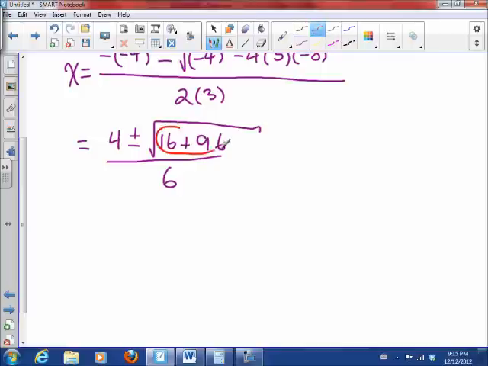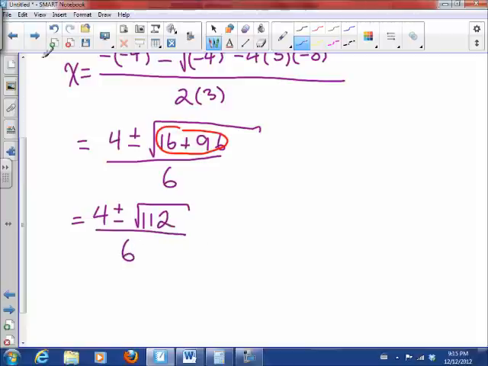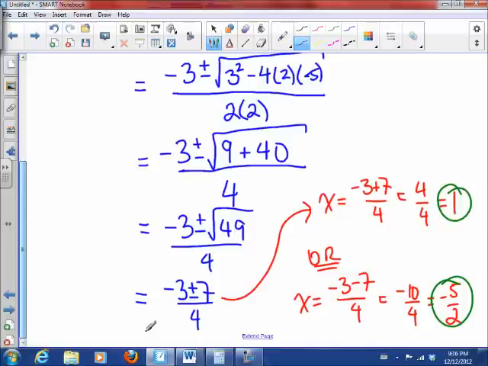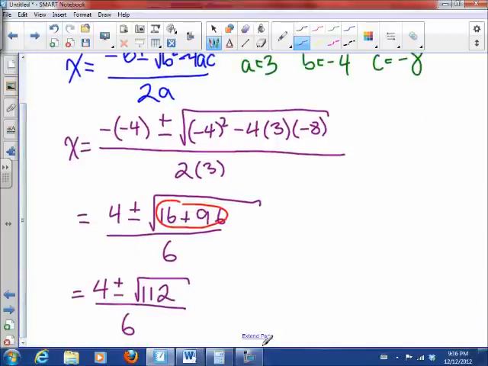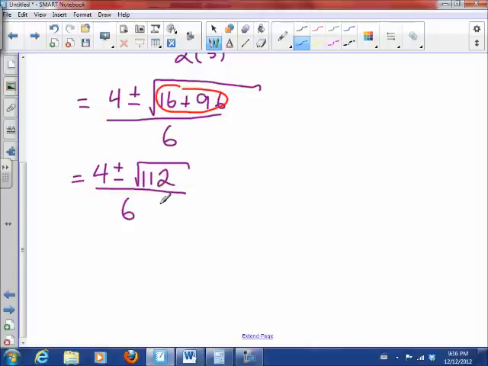The next thing we're going to do is work with that part. So this is going to be 4 plus or minus the square root of 16 plus 96 is 112 over 6. Now I want you to remember here, root 49 was 7, so that was easy. Here, I don't know what the square root of 112 is, but that's fine. We're now going to get out our calculator, and we're going to give our two answers.